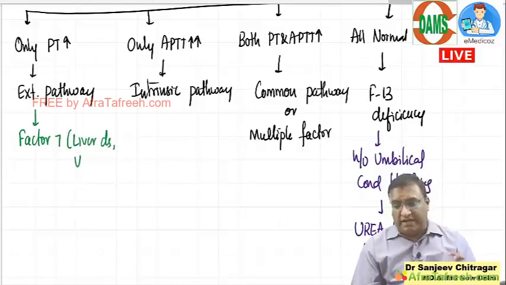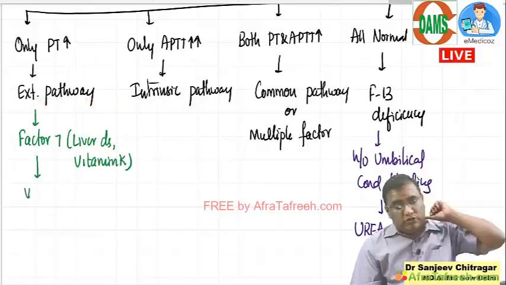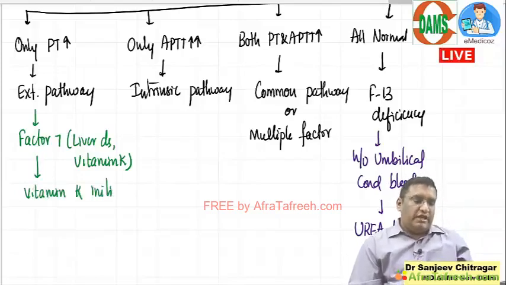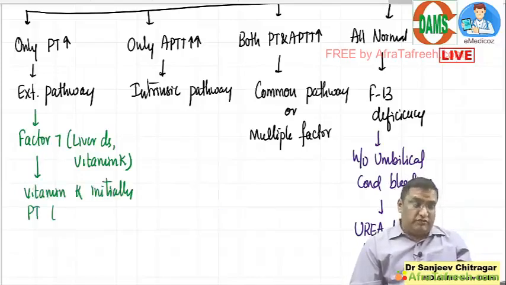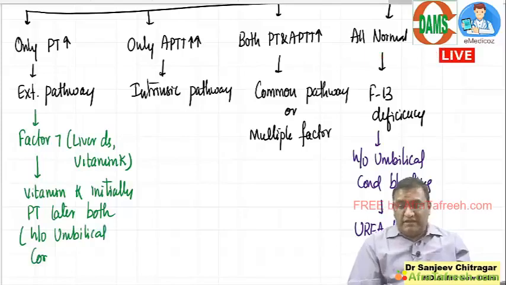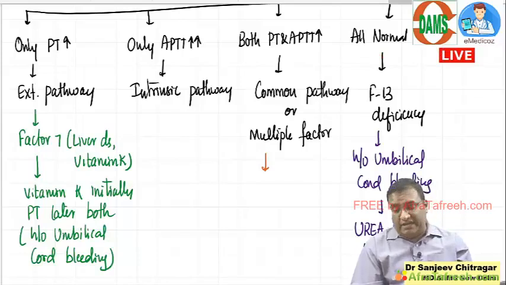Factor 7 can be a liver disease or a vitamin K deficiency. Factors 2, 7, 9, 10 are vitamin K dependent factors. Vitamin K deficiency initially will have only PT elevation because factor 7 depletes first. Later both PT and APTT are elevated. And vitamin K deficiency is one of the most common causes of increased umbilical cord bleeding. Treatment will be injectable vitamin K.